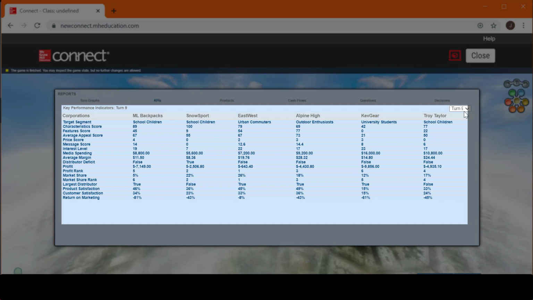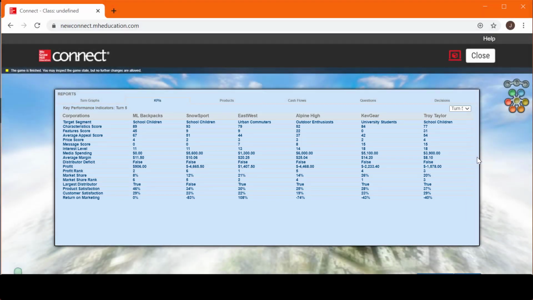You can look through each turn, as I can see here, I'm in turn 4, turn 5. You can watch the progression of these numbers. When you get to the final simulation, you'll have a worksheet that you can use to kind of see how you go up or down. And it's really going to give you some good feedback on how well your marketing strategy is working.